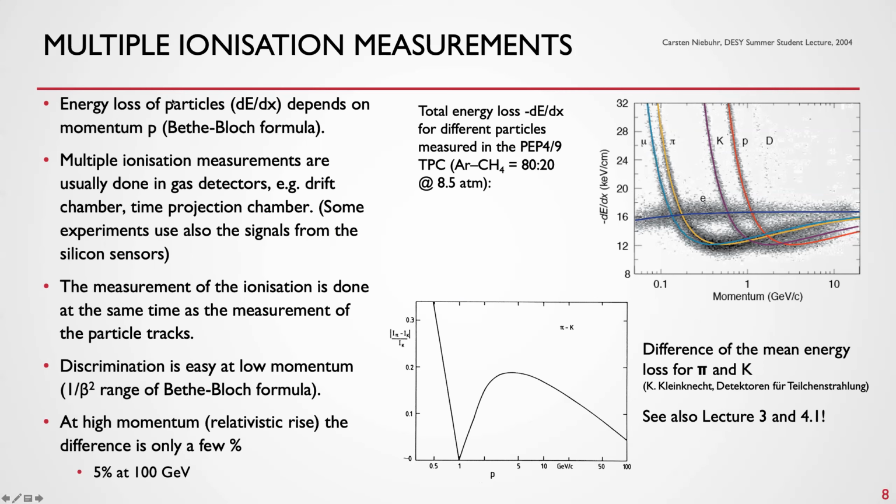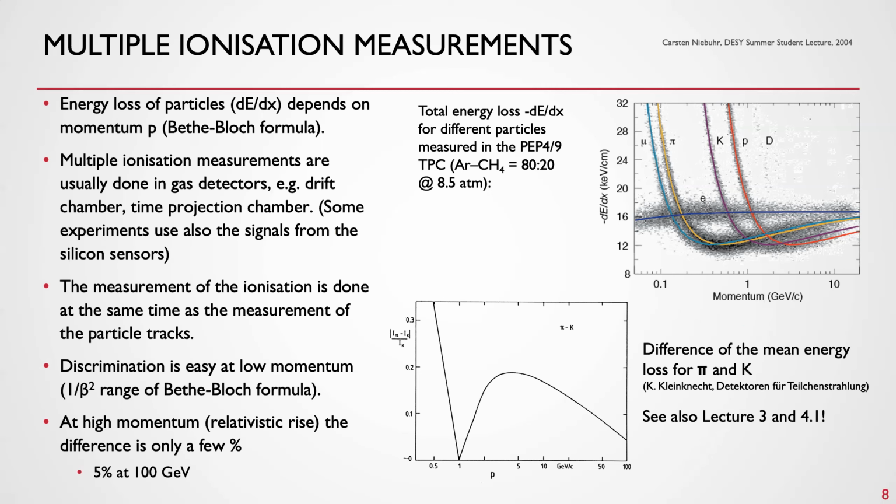We consider multiple ionization measurements. Those are usually done in gas detectors. For example, in drift chambers, or more impressively, in time projection chambers. It has been tried to use multiple ionization measurements in tracking detectors with silicon. ATLAS tried, CMS tried, but it did not help a lot. So gaseous detectors are the tool of choice for dE/dx measurements in high energy physics experiments.